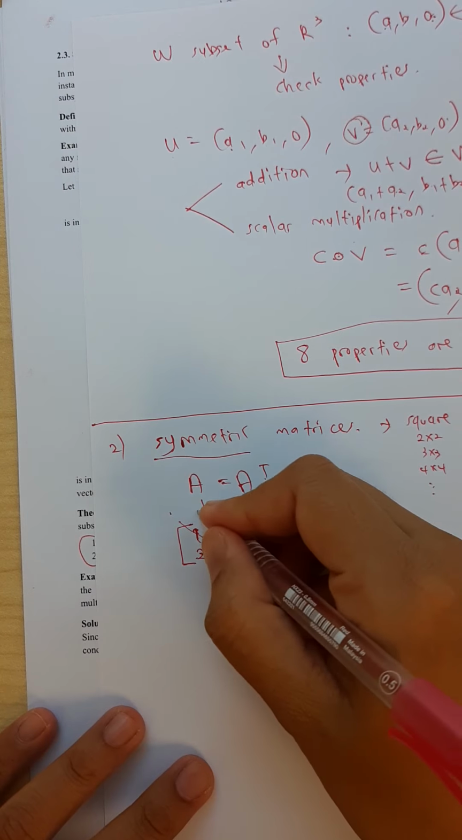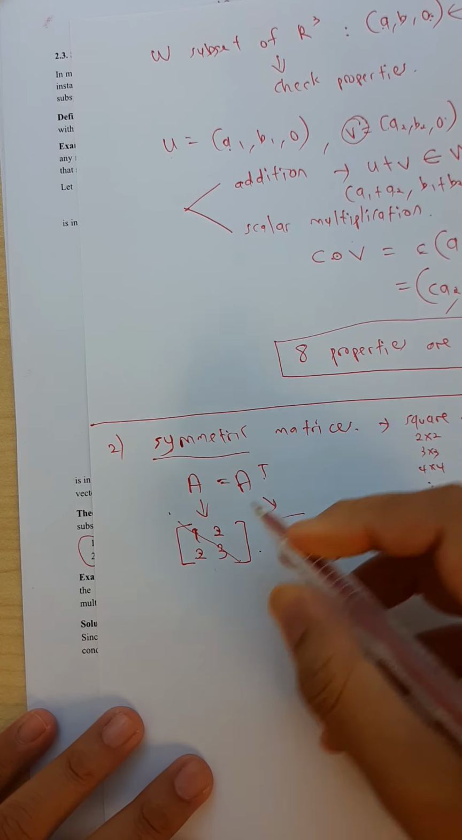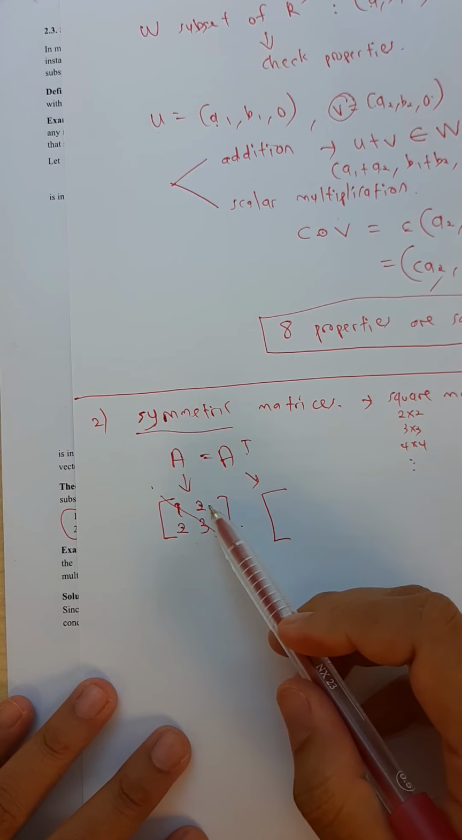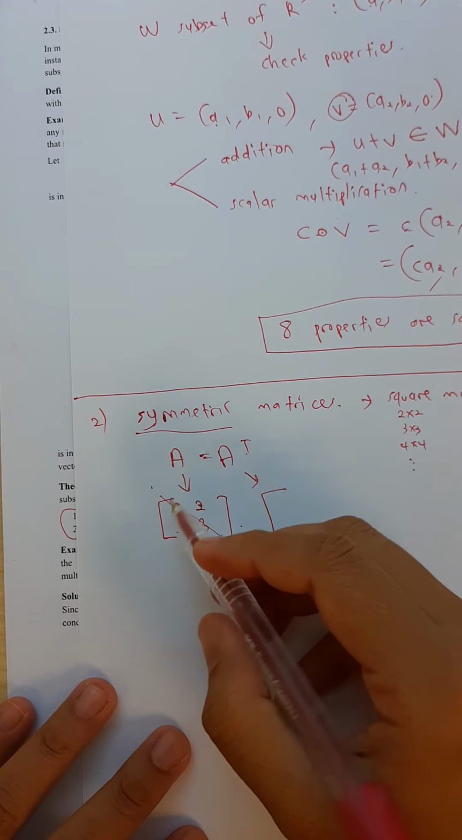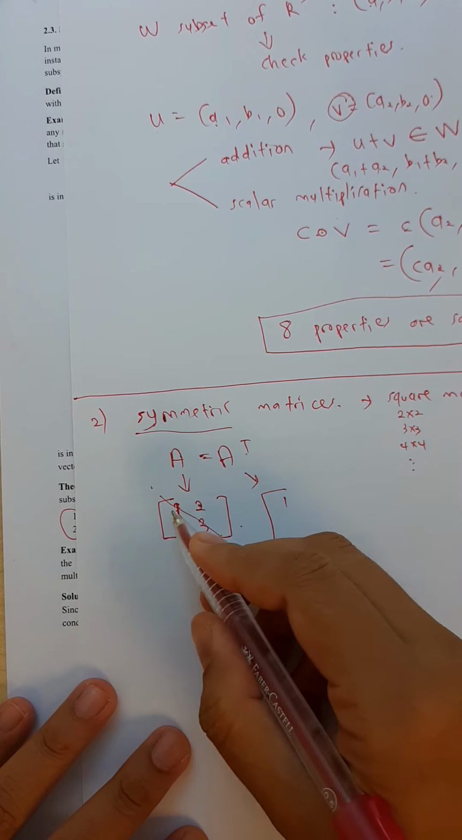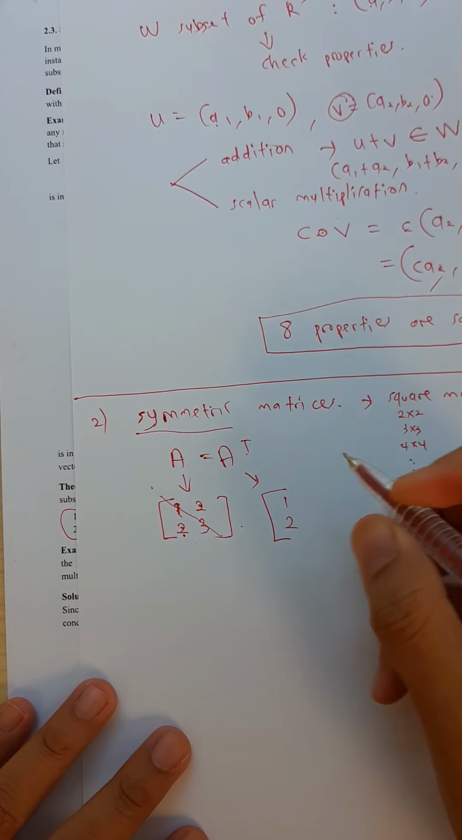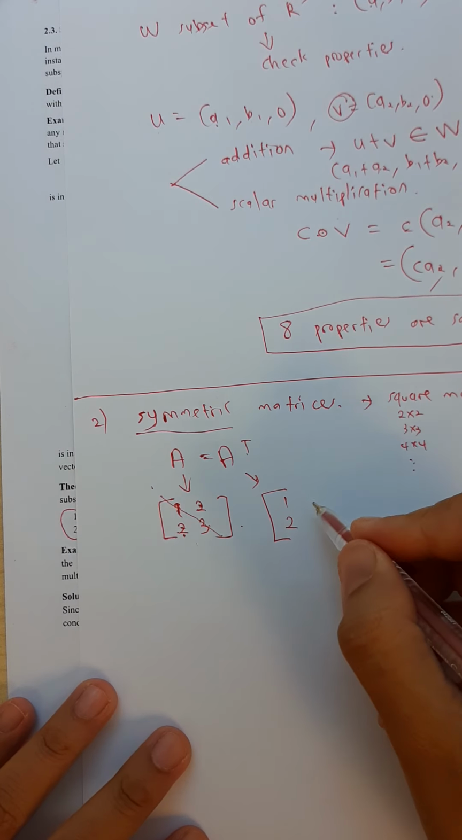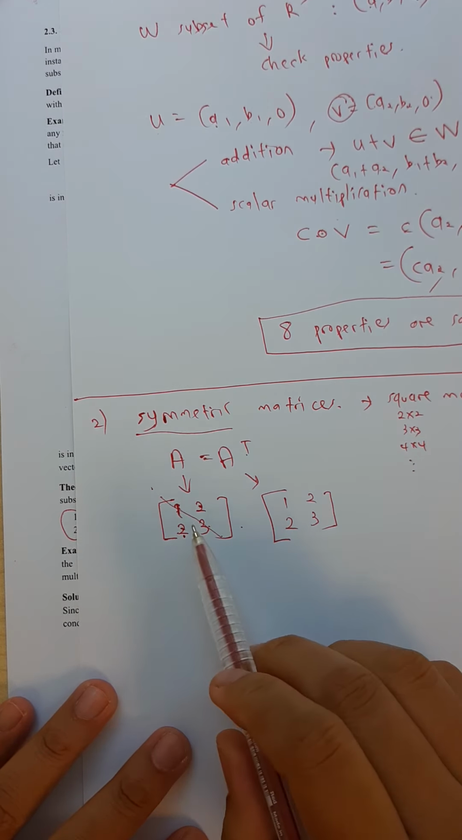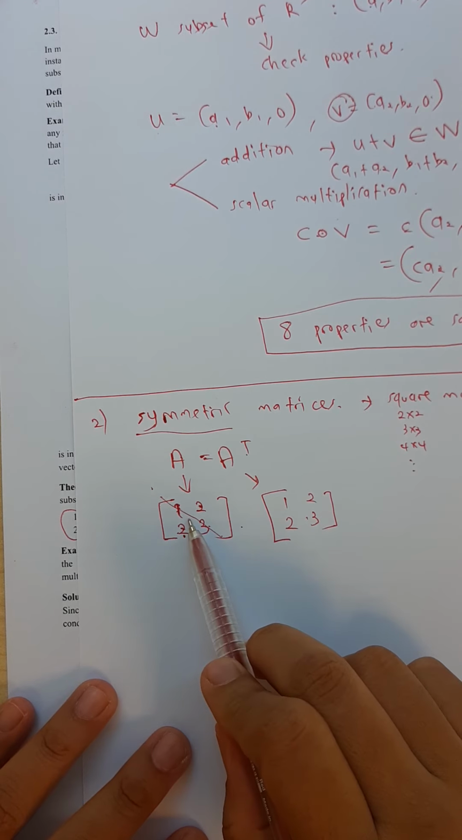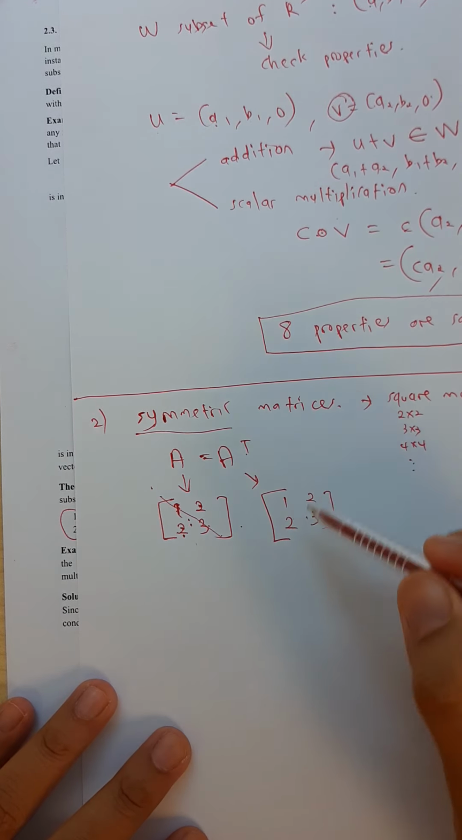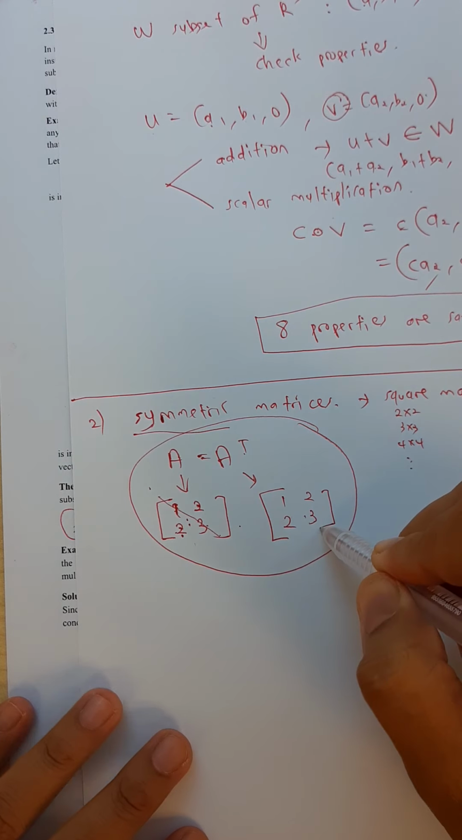By the way, what is the A transpose of this? A transpose means that the column is now going to become a row. So this row 1, 2 is now going to become a column, and this row 2, 3 is going to become 2, 3. So is it the same? A transpose and A? They are the same. So this is one example of a symmetric matrix.